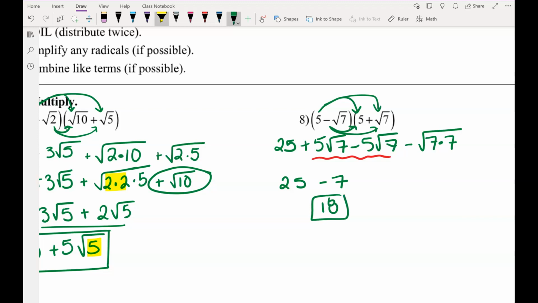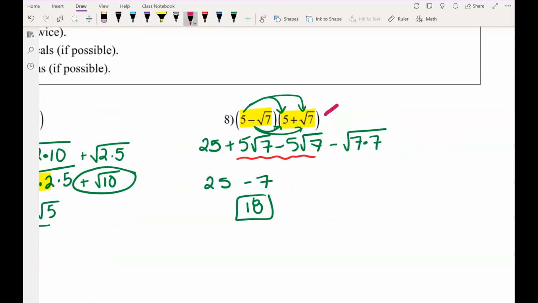Now let's talk about these really quickly. You got 5 minus rad 7 times 5 plus rad 7. Those two binomials are related. Can you remember a vocabulary word that we use to call binomials that are almost exactly the same except the sign in the middle is opposite of each other? So with a C, those are called conjugates, right? So 5 minus rad 7 and 5 plus rad 7. Those are conjugate pairs, okay?